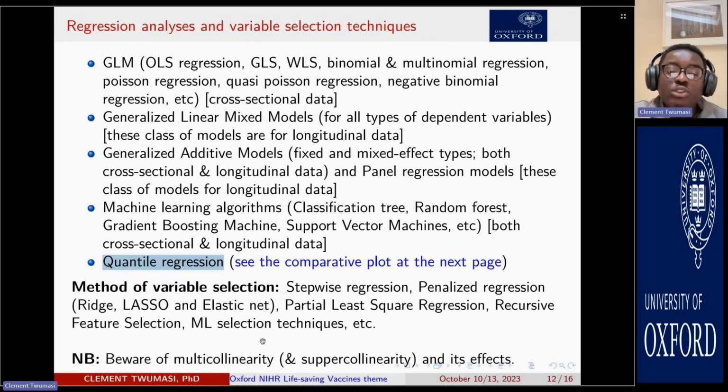But when there's multicollinearity or high correlation among your predictors, one could use penalized regression methods to control for that. The penalized regression methods I've highlighted here, ridge, lasso, and elastic net, are suited to situations where you're doing a linear regression, but there is high correlation among the predictors. But what ridge regression does, it doesn't do any form of variable selection per se.